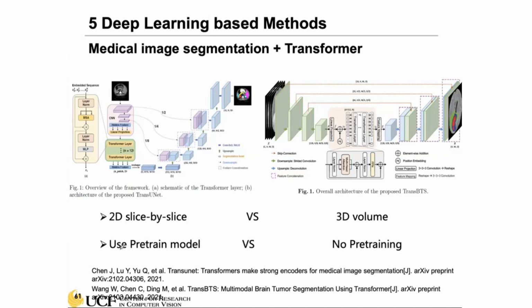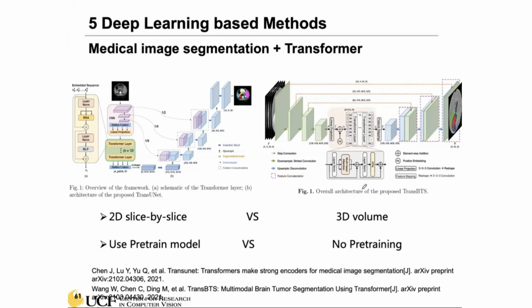They use a pre-trained model because they are doing 2D. A lot of transformer models or CNN models can use a pre-trained model that may be trained on ImageNet or on natural image segmentation, like the Cityscapes and COCO datasets. These are very large, so they can leverage these pre-trained models in their approach.